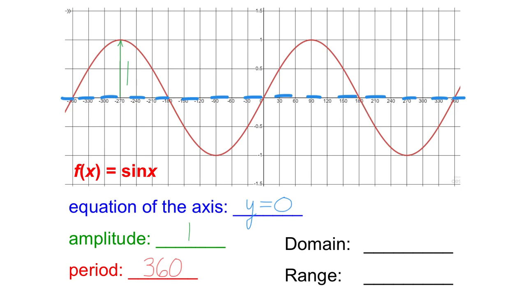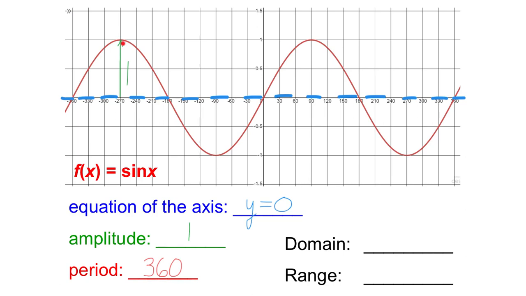Not here though, because the pattern doesn't start over again here. From here we're going down, from here we're going up. So you go up, down, still down, back up. That pattern's going to go up again. So from here, the pattern would continue or repeat from where it did here. So this right here is one complete cycle from 0 to 360. So the period is 360.